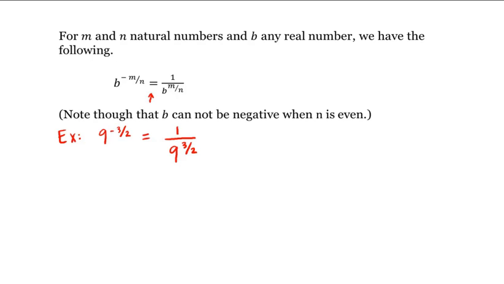Now the question is, which method would we use to compute this denominator? Would we compute 9 cubed raised to the 1/2 power, or 9 to the 1/2 whole thing cubed? This here is much more promising, isn't it? Because otherwise we would have to compute 9 cubed.